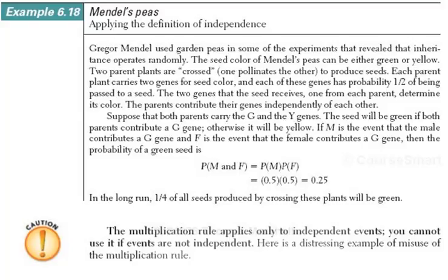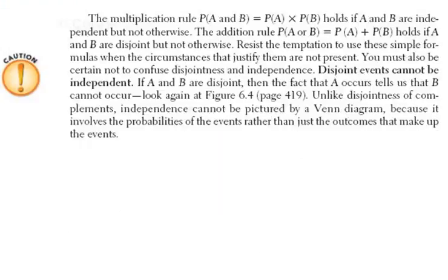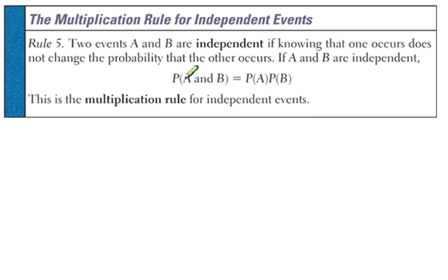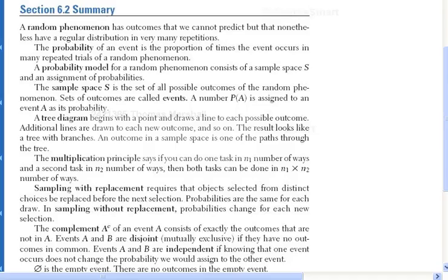I recommend that you read example 6.19 on page 427 in your book for an example of this rule being misused. And I want to just point out this one thing right here. Disjoint events cannot be independent. If A and B are disjoint, then the fact that A occurs tells us that B cannot occur. So if you think about that in terms of what this formula says, there cannot be an A and a B if the events are disjoint. This number has to be 0, and any two numbers that are multiplied together are not going to equal 0 unless one of these is equal to 0, which is counterintuitive.